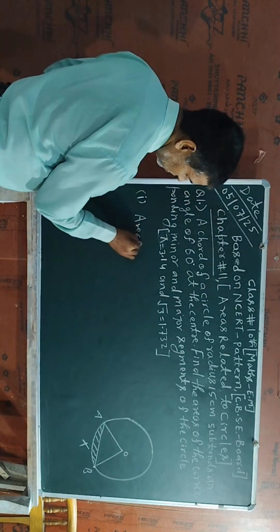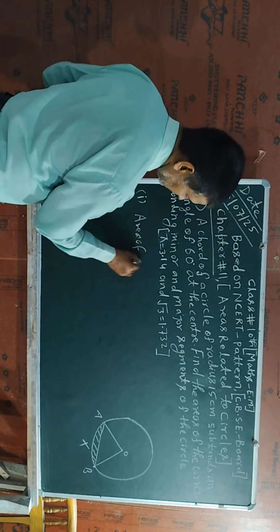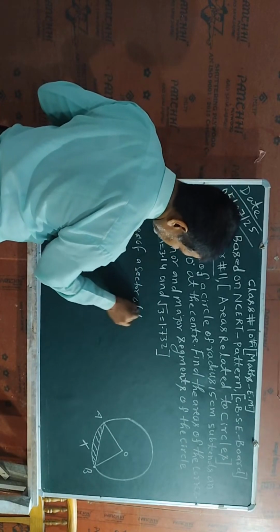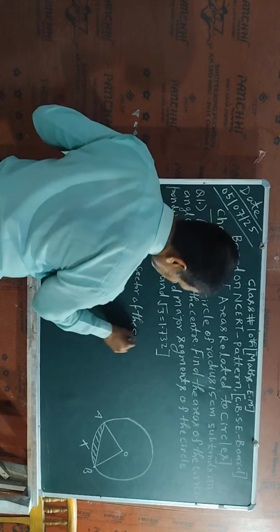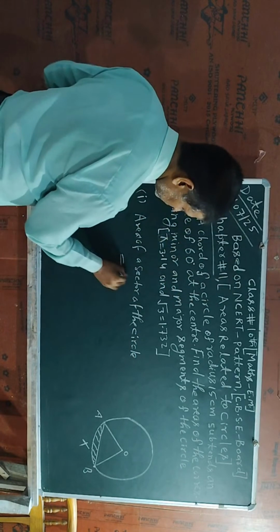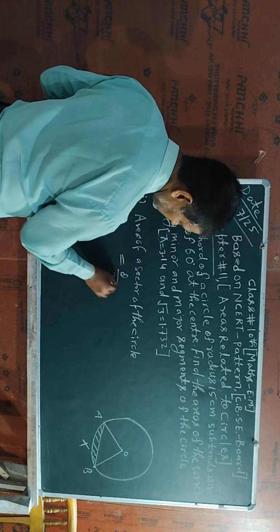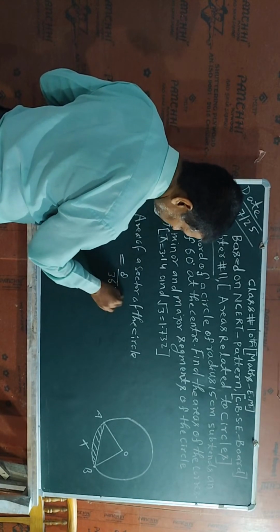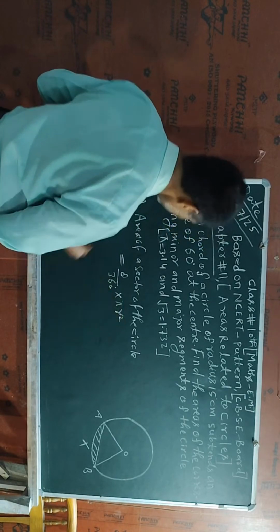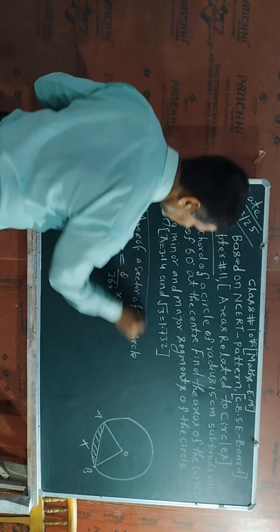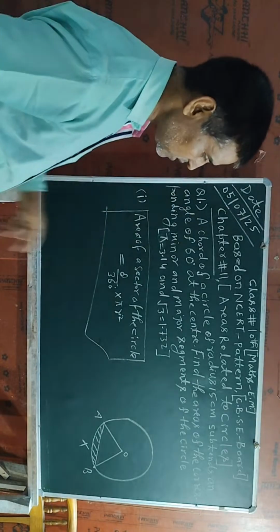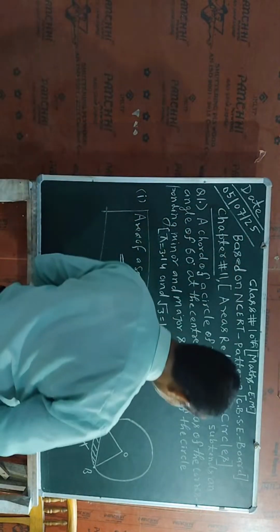Area of the sector of the circle, which is equal to theta divided by 360 degrees into pi r squared. So this is the formula for getting the area of any sector of the circle. This is the required formula to find the area of the sector.